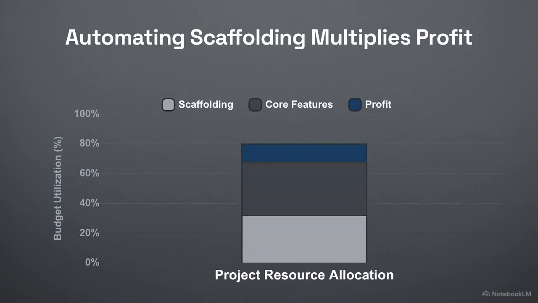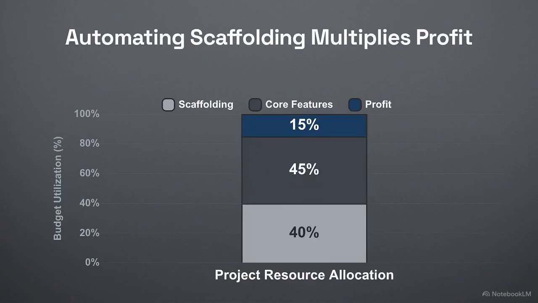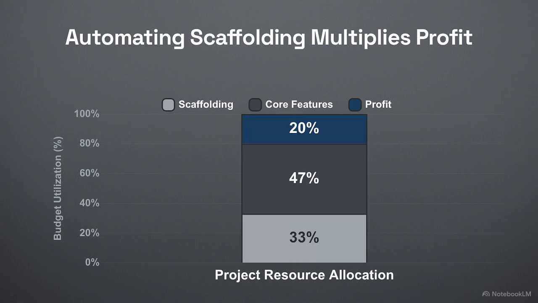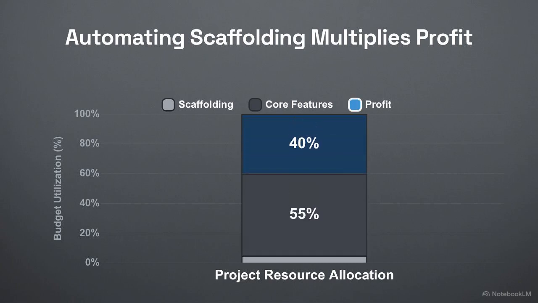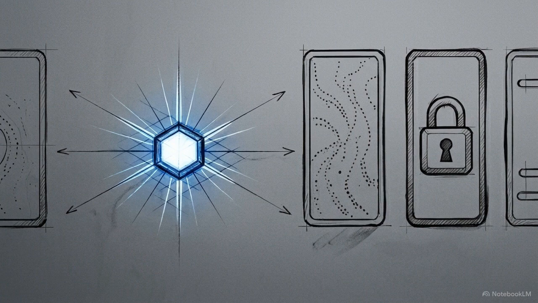By reclaiming the time usually lost to repetitive scaffolding labor, agencies can significantly increase the profit remaining at the end of a project. Urban Broccoli centralizes the front end into a maintainable standard, converting development from a fixed labor cost into a scalable delivery model.